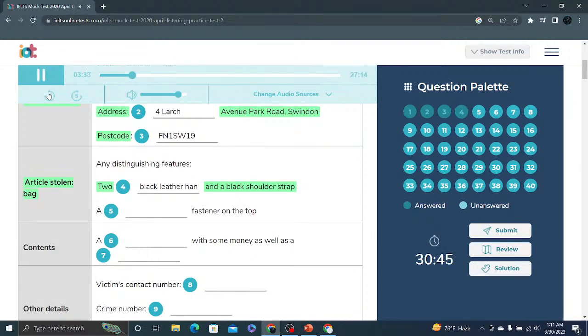Can you describe your handbag? Well, it's quite an ordinary white leather bag with 2 black leather handles. Oh, and a black shoulder strap too.